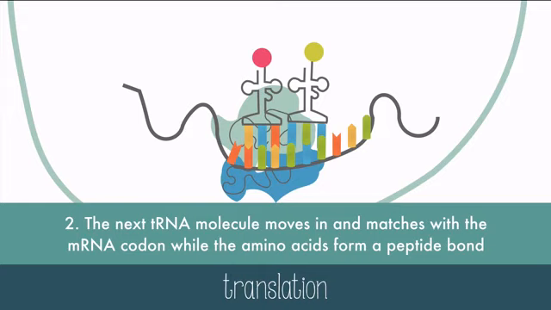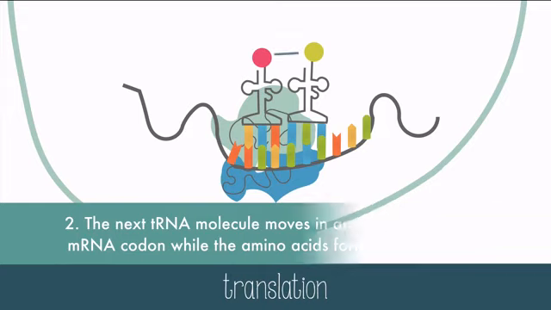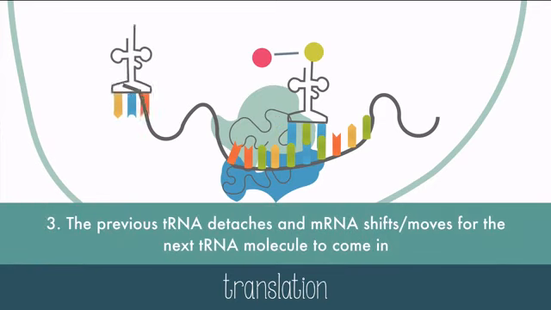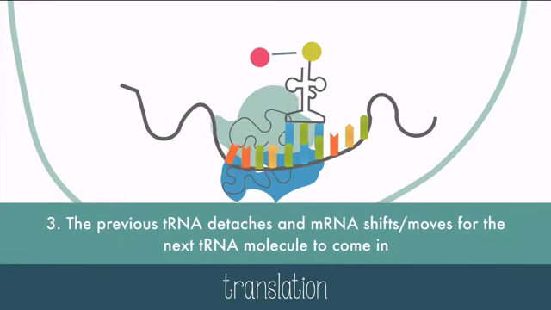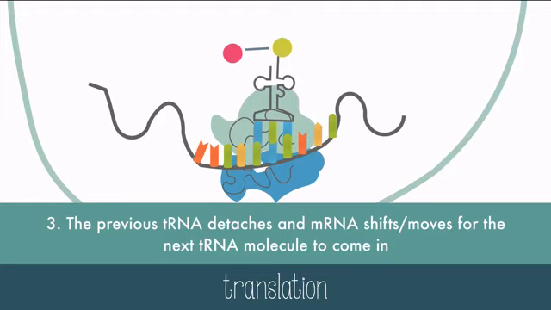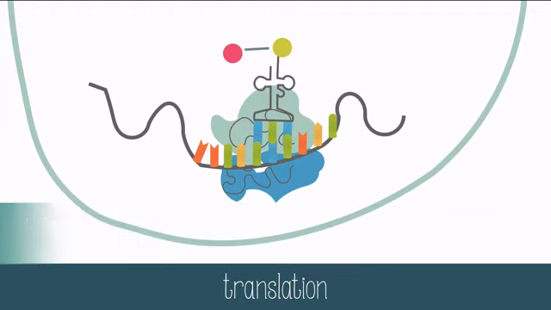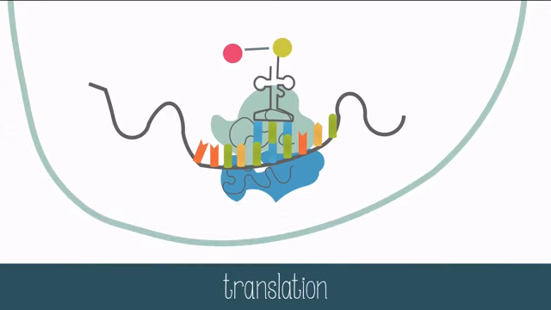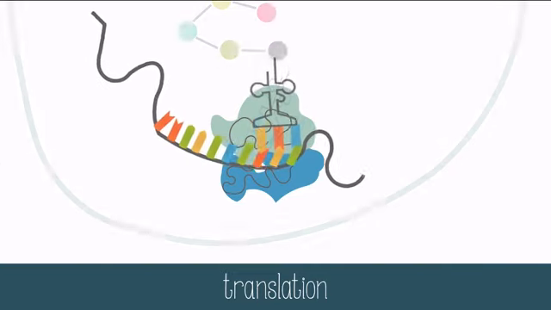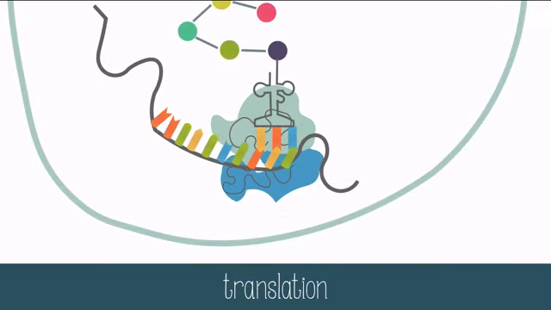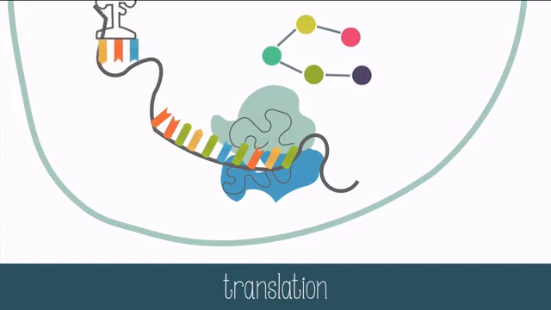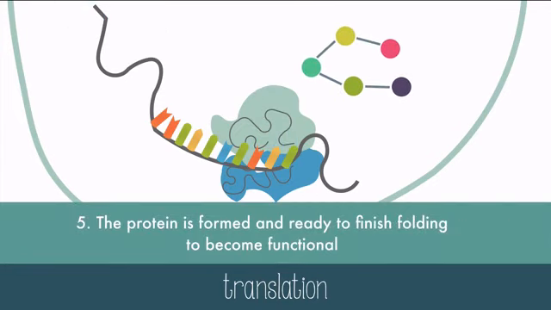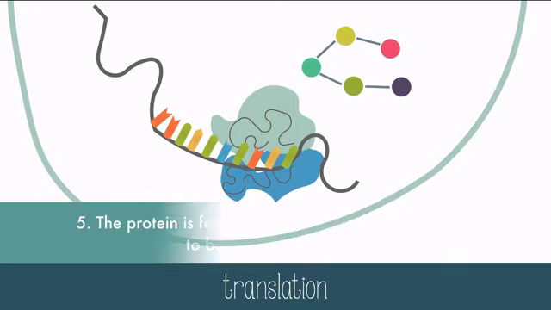Then, the next tRNA molecule moves in and matches up with the mRNA codon. This time, the amino acids form a peptide bond and link together. Then, the first tRNA can detach, and the mRNA shifts through like ticker tape, and the next tRNA molecule can come in. The protein grows until a stop codon is reached. Once the stop codon is read, the protein is formed and ready to finish folding to become functional. And that's the end of protein synthesis.